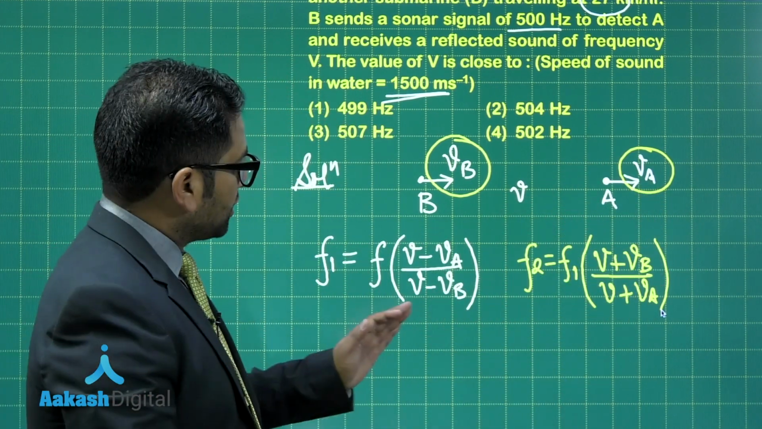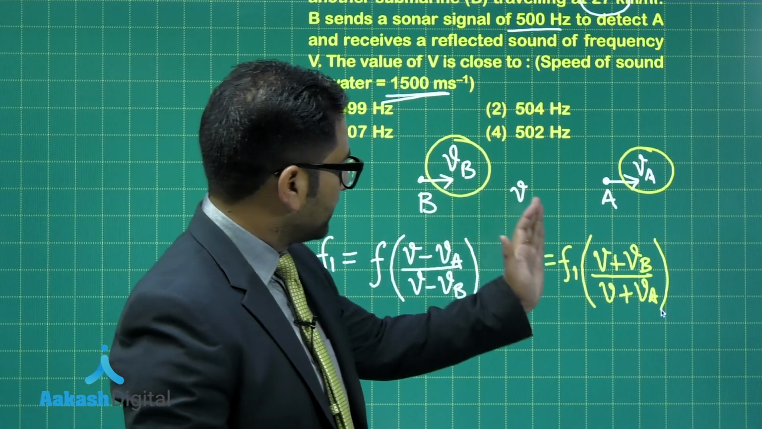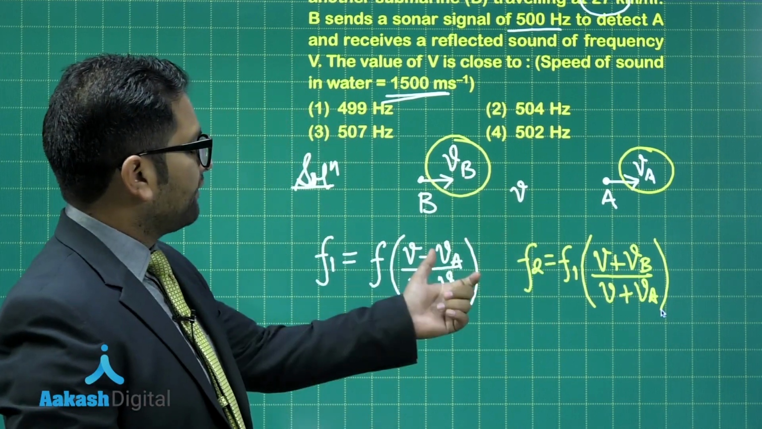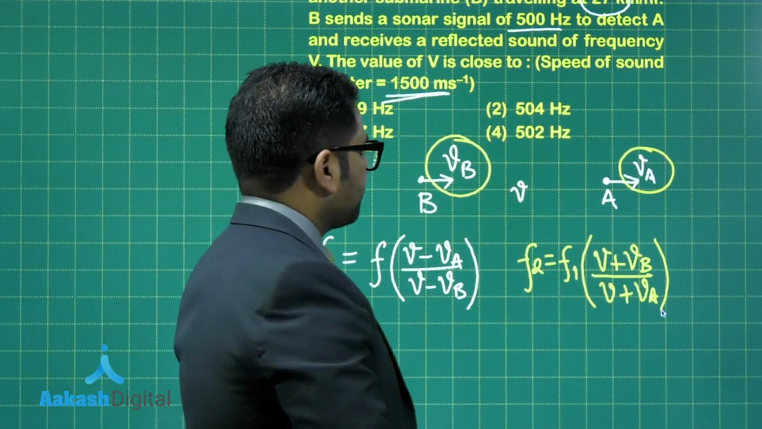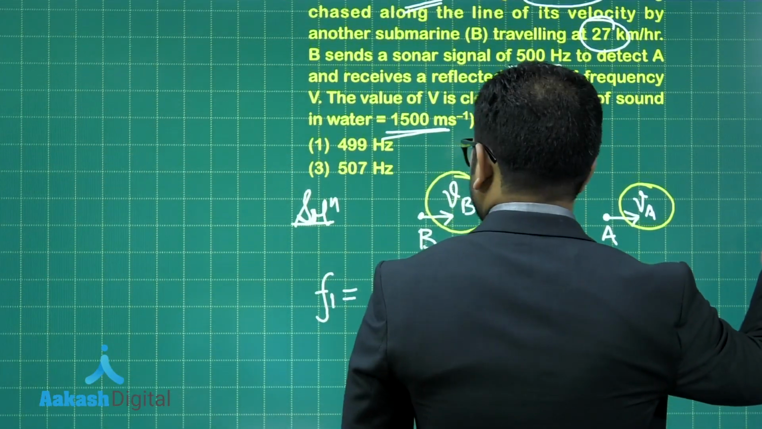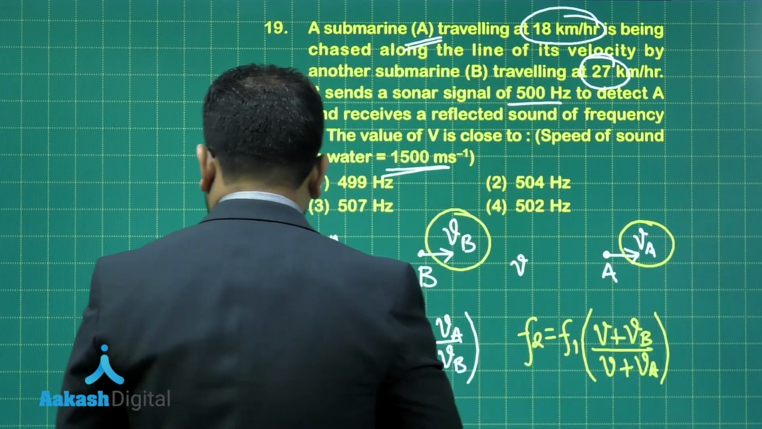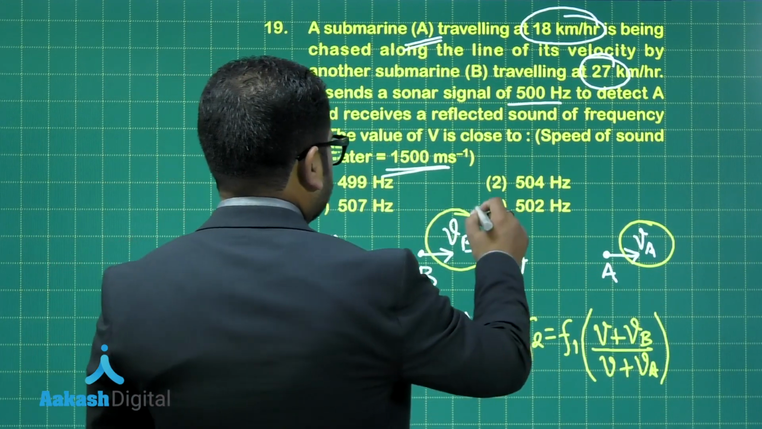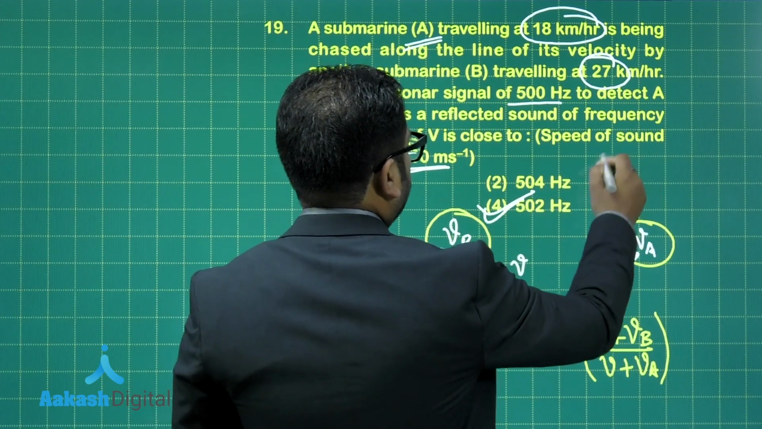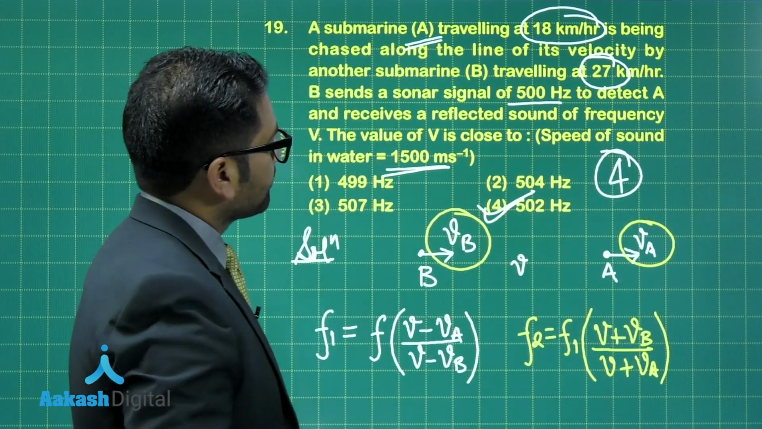Okay, now all you need to do is put this value of F1 there, and F2 is what you need to calculate, the frequency received by B after reflection. Do that. A bit of calculation is required. Yes, I agree on that point. But then you would be reaching option number 4 as the correct one.